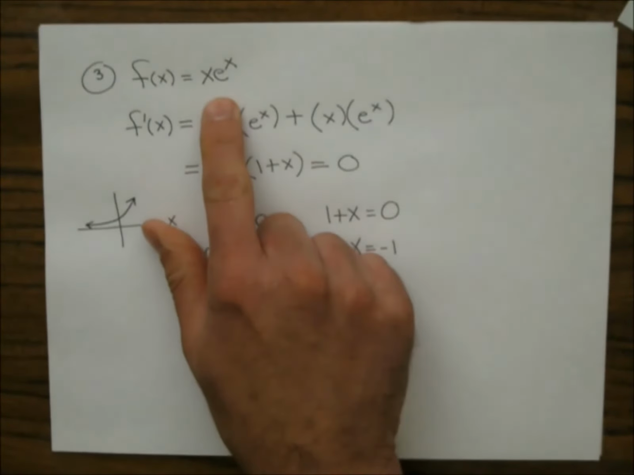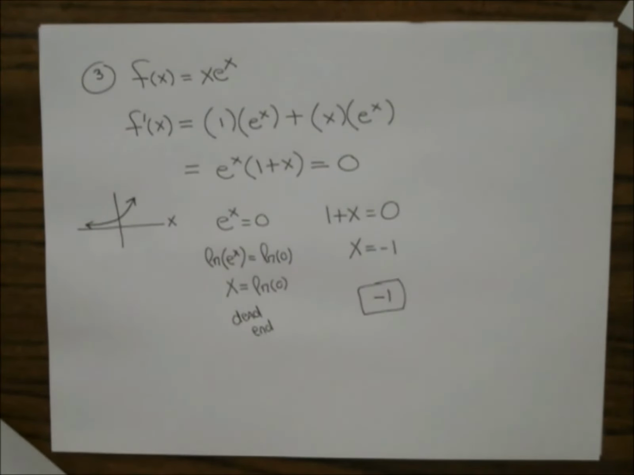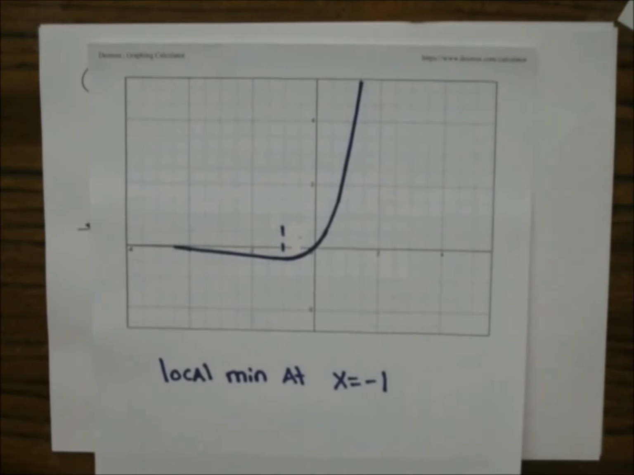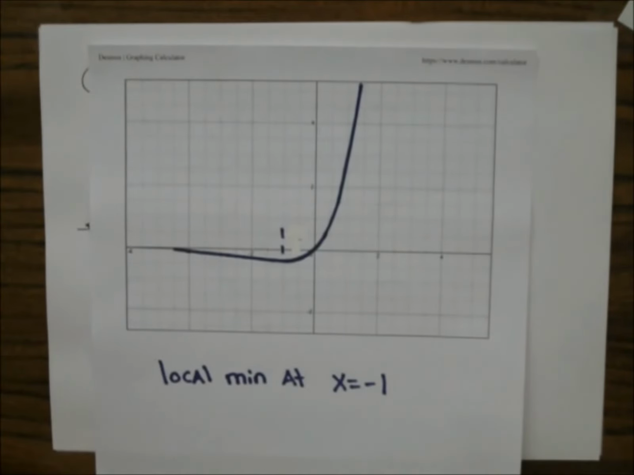And if we do the graph of this, now you don't have to do the graphs in your homework. I just did this on a computer. At -1, what do we see? We see a local min.